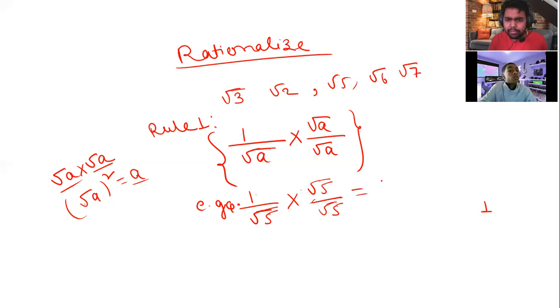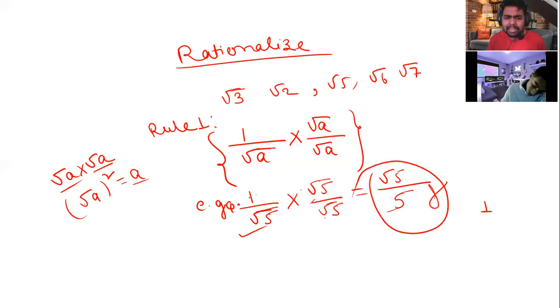1 into root 5 will give me root 5, and root 5 times root 5 would be just 5. So this is now my rational denominator. It was my irrational denominator. Now this is my rational denominator without change. Okay. How can I bring this number back?